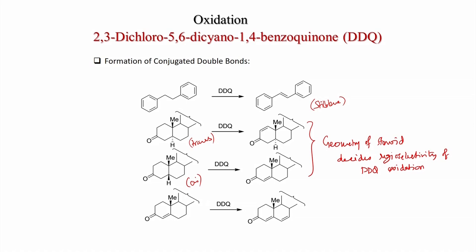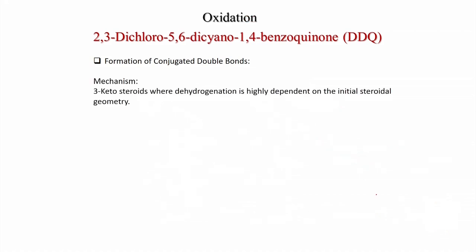And also if there is already one unsaturation here, then it does not go this side, in fact it goes to this side. So, a linearly conjugated system, this is linearly conjugated instead of a cross conjugated system. So, in this case a linearly conjugated system is generated compared to the cross conjugated system. Formation of conjugated double bonds.